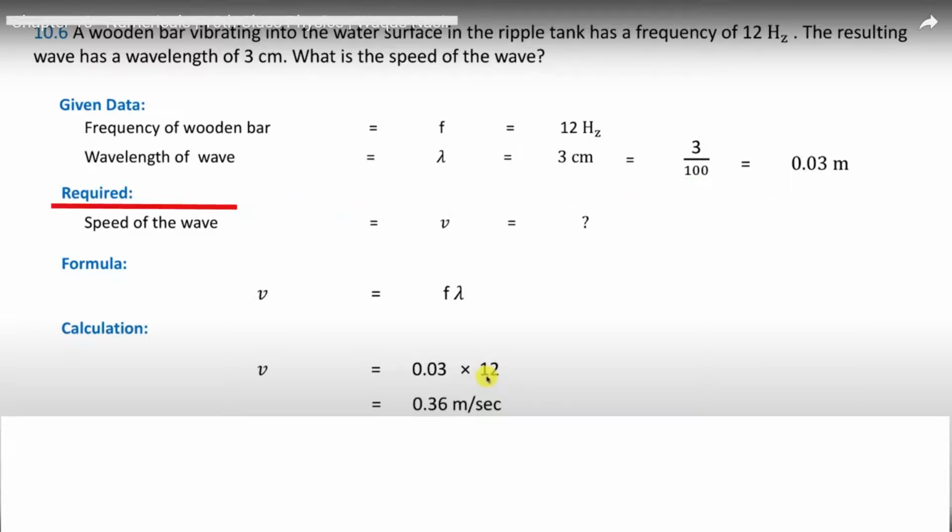What is required? We require the speed of the wave, denoted by v. We will put the formula v equals lambda f and we will start our calculation. We will put the values of frequency and lambda, multiply them, and we will get an answer of 0.36 meters per second.